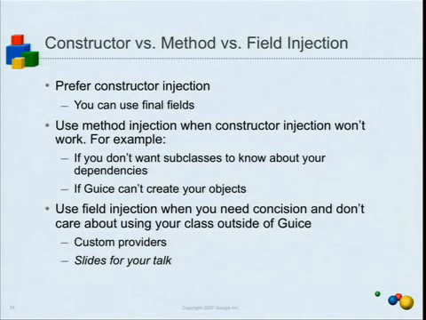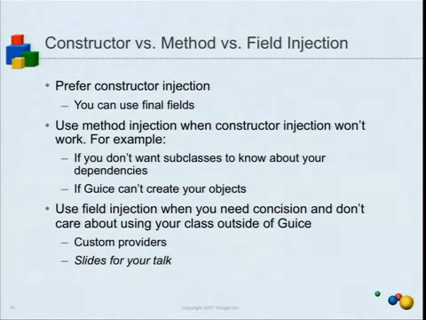But there's sometimes when constructor injection won't work, and that's when method injection is a good option. Sometimes I've run into cases where somebody maybe extends my class, and I don't want them to have to worry about my dependencies. And the reason for that is, as you know, if you extend somebody's class, you have to call their constructor, right?